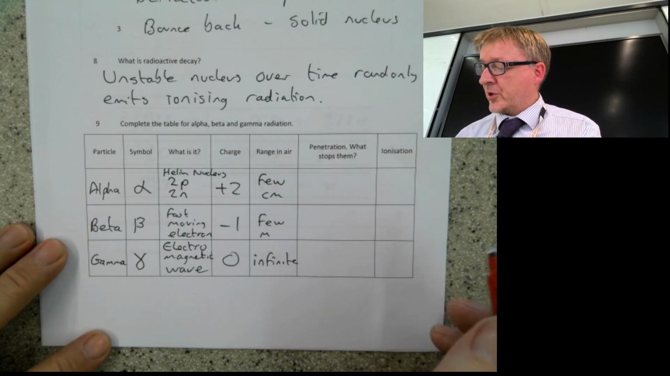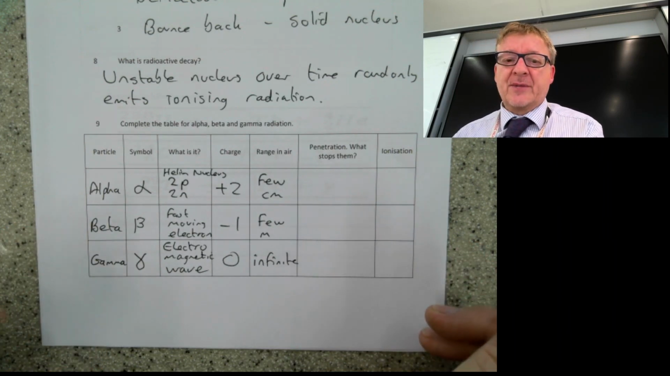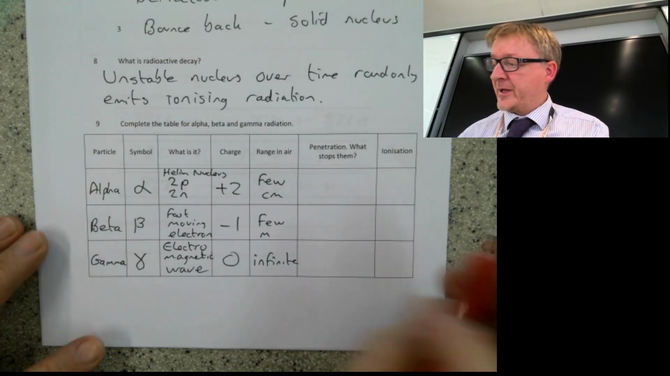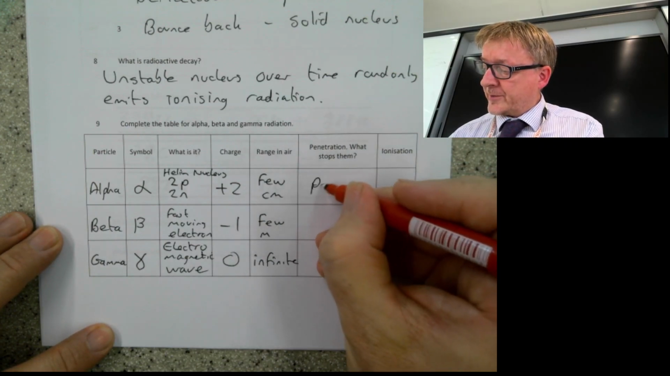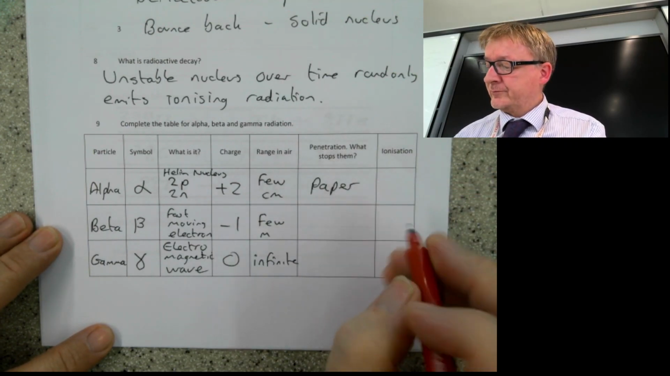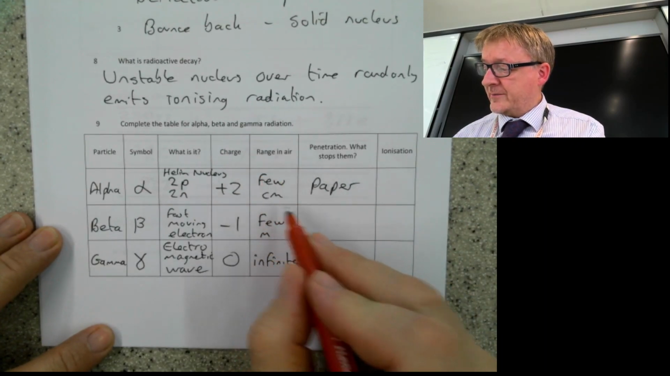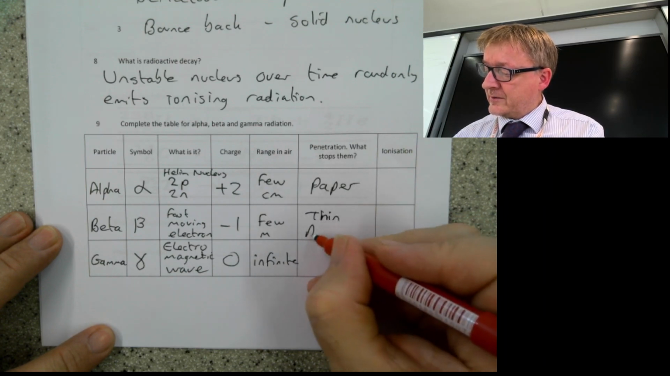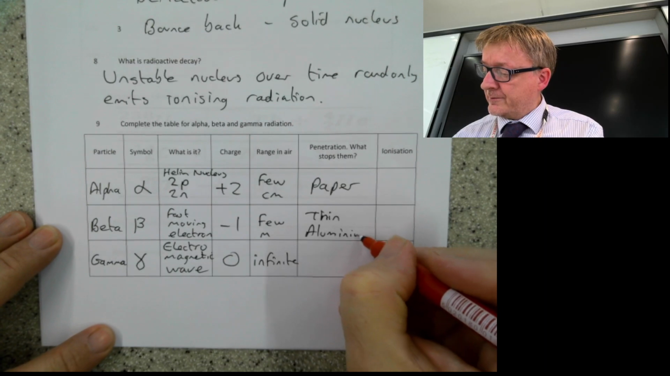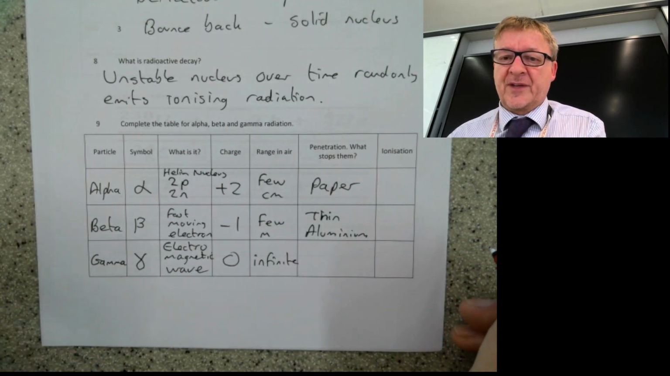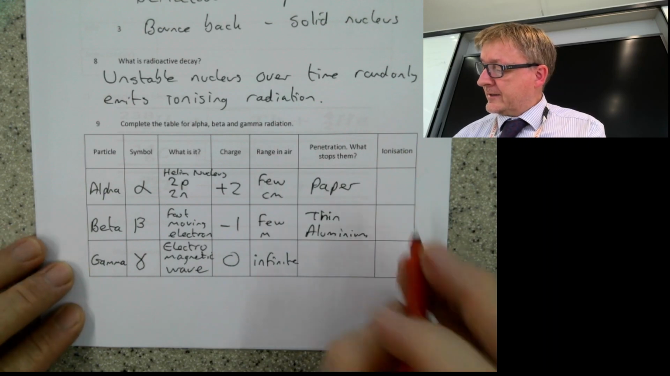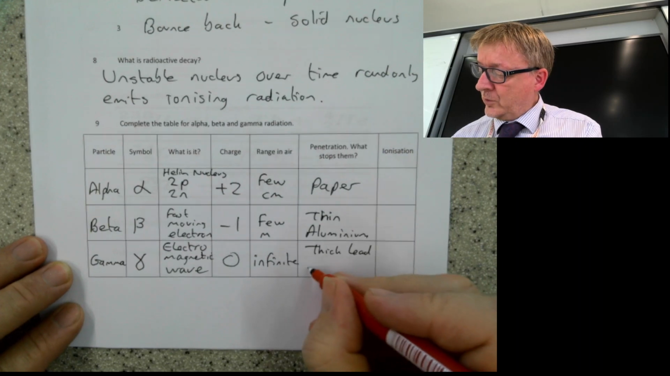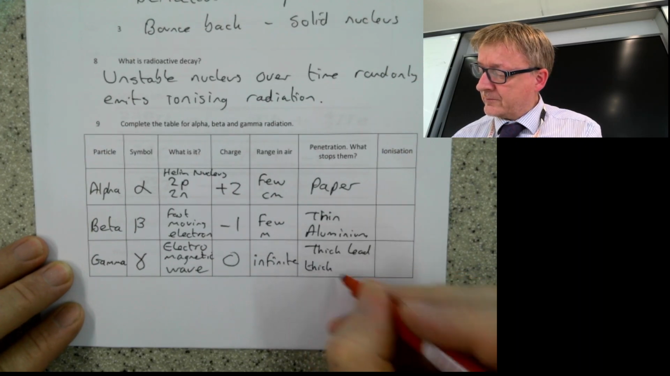Penetration and what stops them, right? So penetration basically means how far it can travel into something. So if you know what stops them, it gives you an idea about how far it can penetrate. Alpha is stopped by paper. It's also stopped by a few centimetres of air. Beta is stopped by thin aluminium, sort of a bit like thickish tin foil really. And gamma is stopped by thick lead or thick concrete.